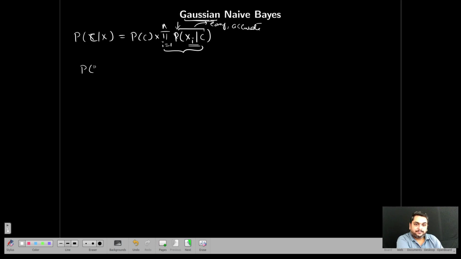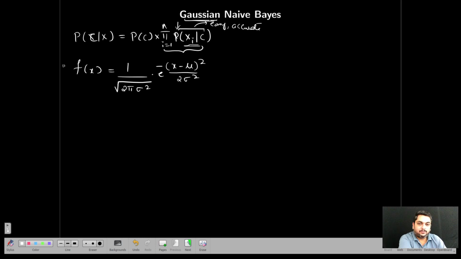So let us say the density function. f of x for a normal distribution is given by 1 by square root of 2 pi sigma square into e power minus (x minus mu) whole square divided by 2 sigma square. So if the data follows a particular distribution like normal, then I can estimate this probability value using the standard probability density function. For that we need these two. This density function depends on these two parameters, that is the mean and the variance.